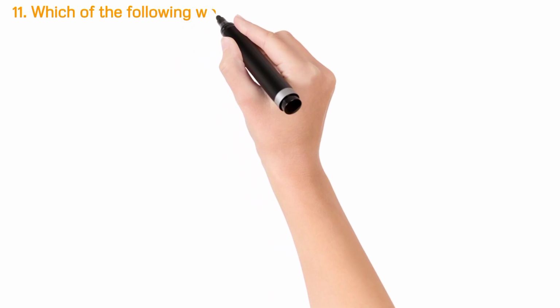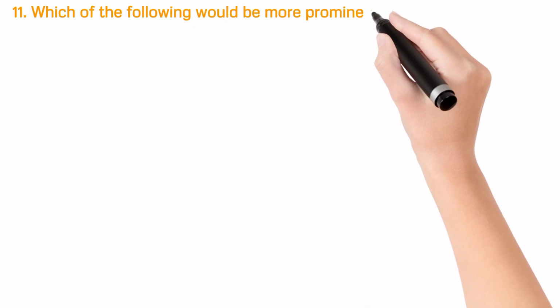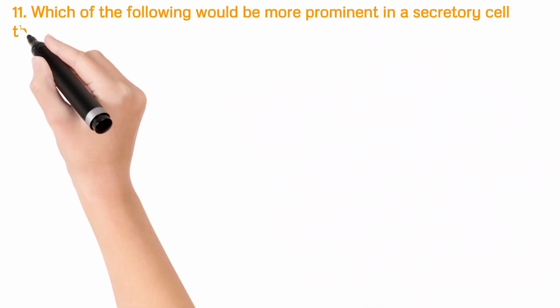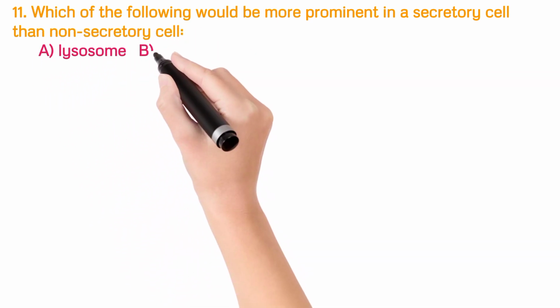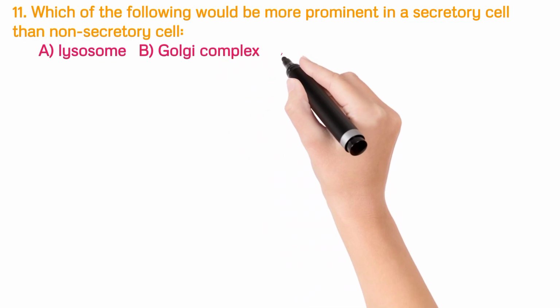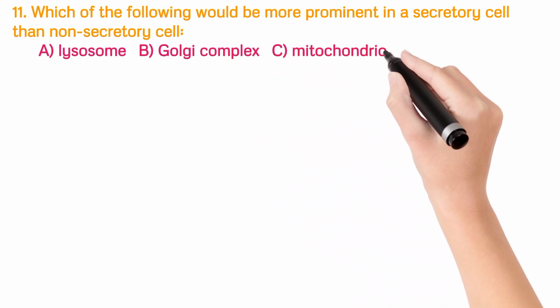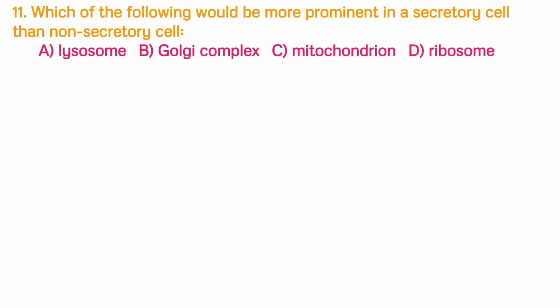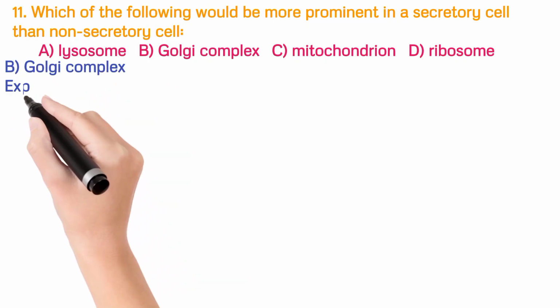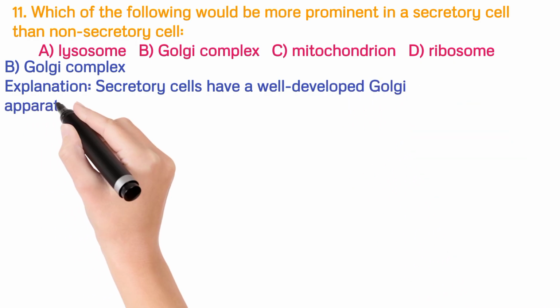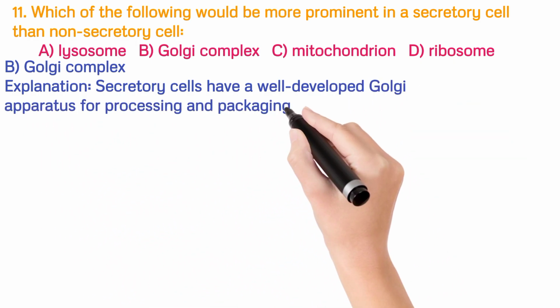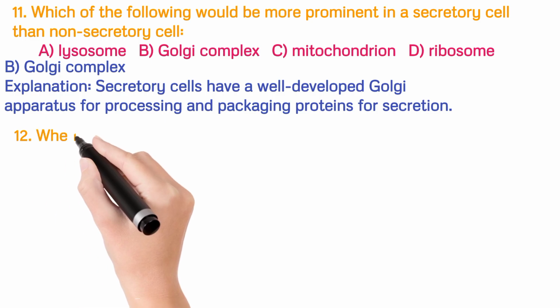11. Which of the following would be more prominent in a secretory cell than non-secretory cell? A. Lysosome. B. Golgi complex. C. Mitochondrion. D. Ribosome. And the correct answer is B. Golgi complex. Explanation: secretory cells have a well-developed Golgi apparatus for processing and packaging proteins for secretion.